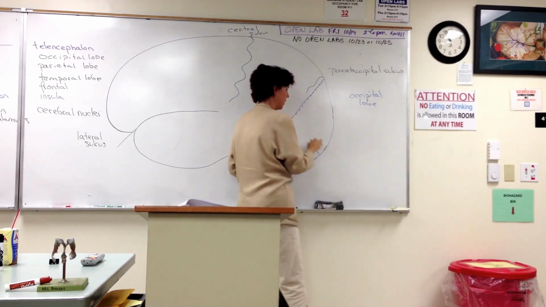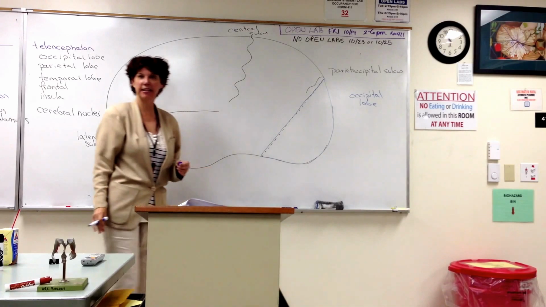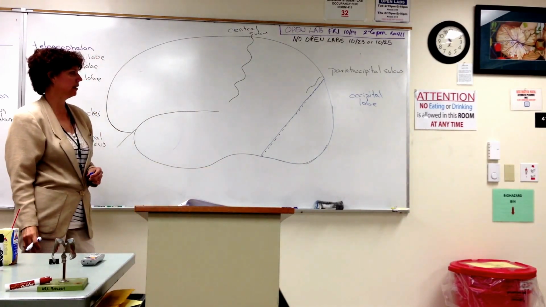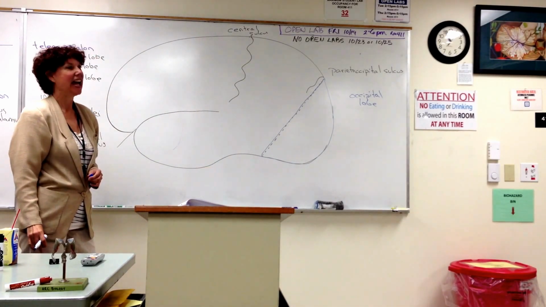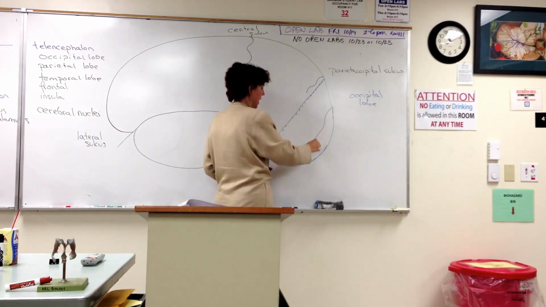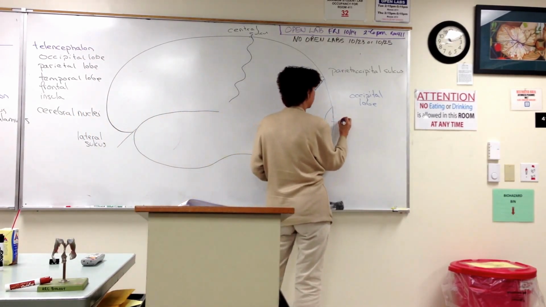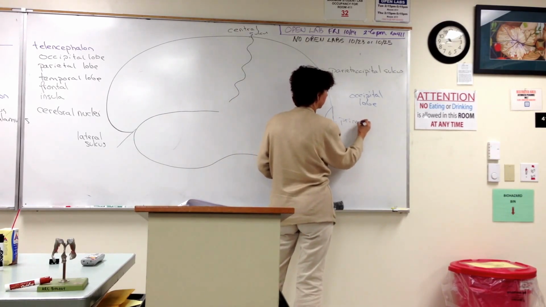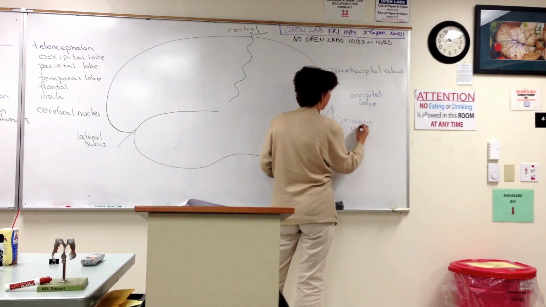I'm not sure which came first, the chicken or the egg here. The occipital bone and the occipital lobe are both together. And there is an area kind of here at the tip that is known as the primary visual cortex.